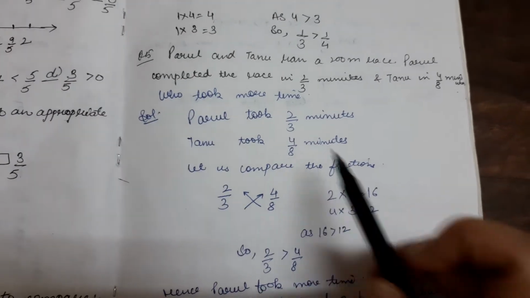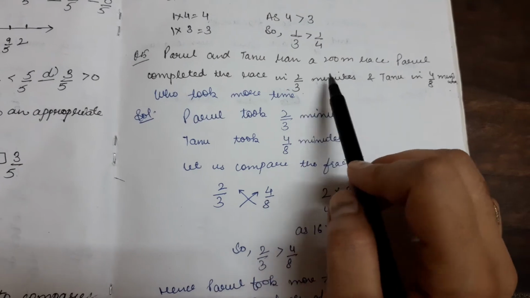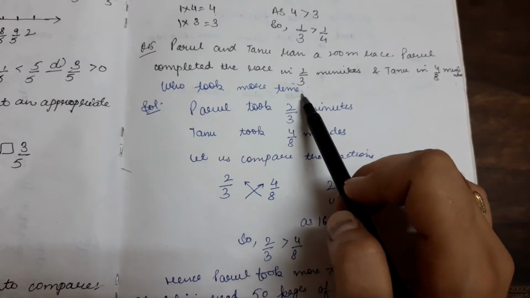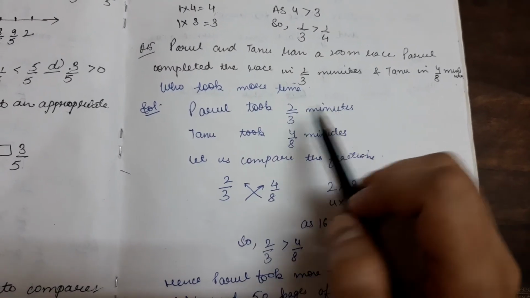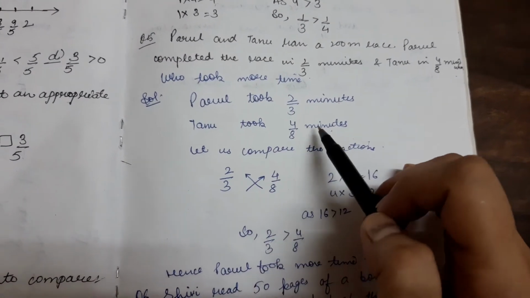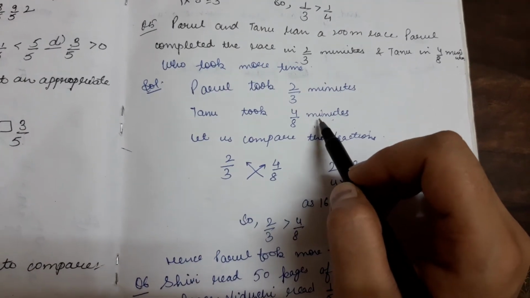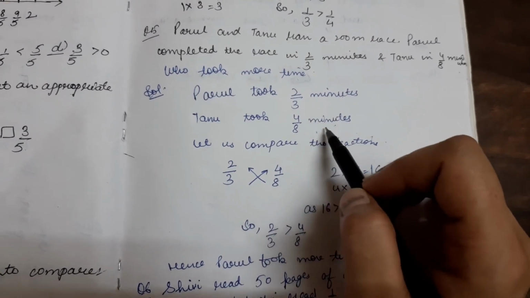Fifth question is Parul and Tanu ran a 200-meter race. Parul completed the race in 2 by 3 minutes and Tanu in 4 by 8 minutes. Who took more time? So let us do this question. As Parul took 2 by 3 minutes and Tanu took 4 by 8 minutes, what we will do? We will compare the fractions to know which one is greater. The fraction which is greater, it means that person is taking more time.